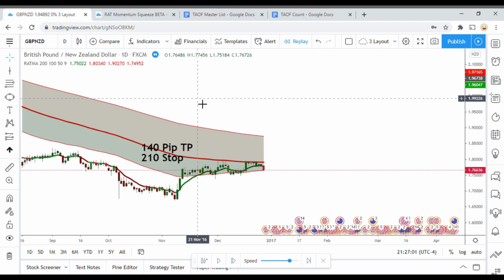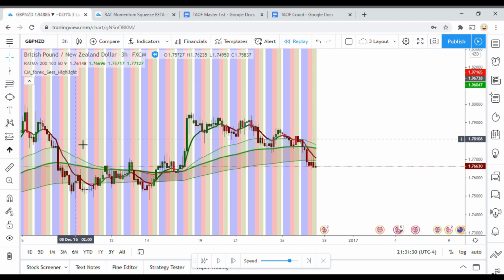Now, of course, there are different sessions that are traded within each particular day. And so you have the Australian session, the Tokyo session, the London session, and then the New York session.